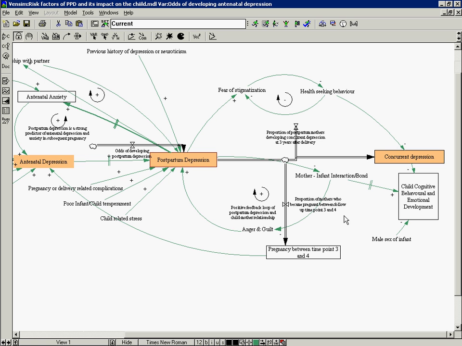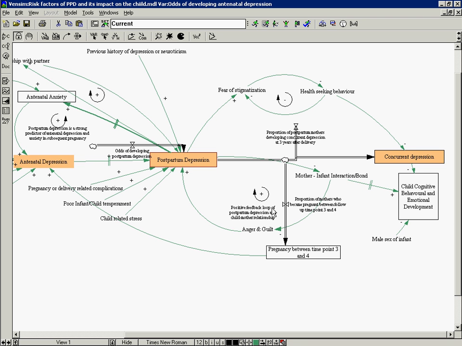Here we have anger and guilt associated with that mother, and so there may be recriminations about blaming oneself and so on, and so it may worsen that mother-infant bond, and that leads to the infant-mother relationship fraying even further. So I would expect it to be a reinforcing loop, a loop which is unstable and drives it further out. And what that would imply is an even number of negative polarity links, and that's indeed the case.